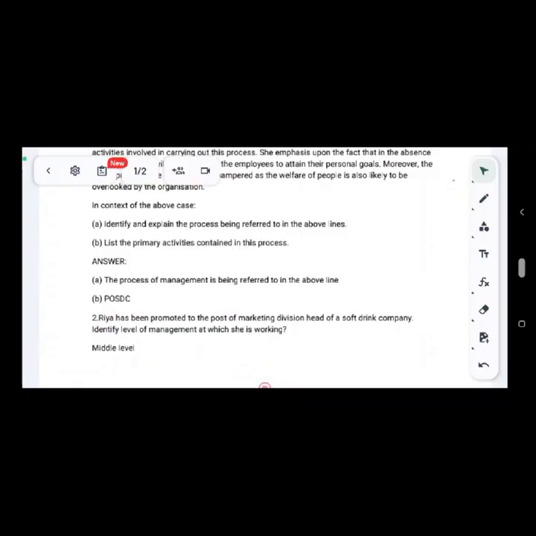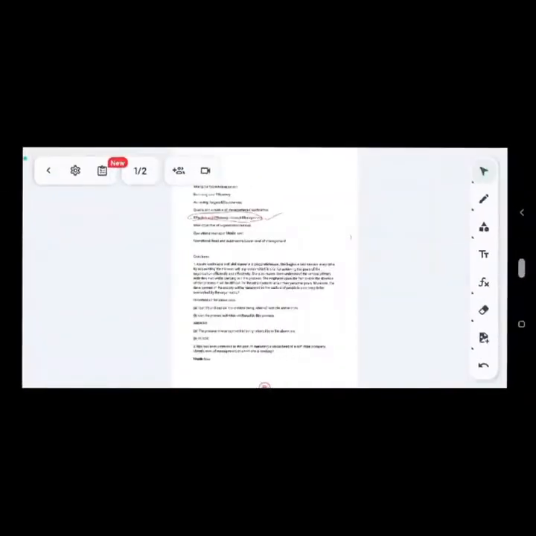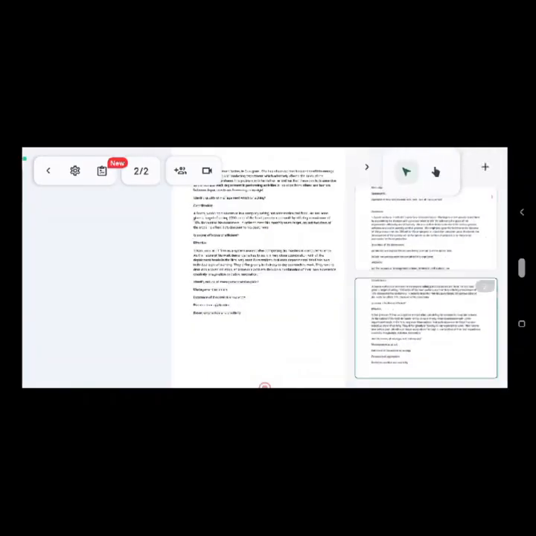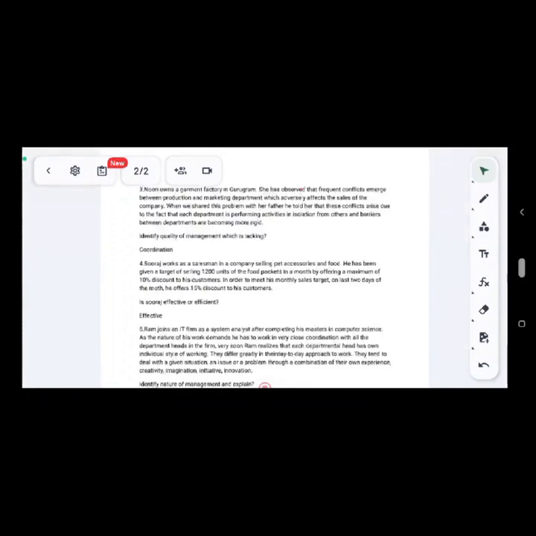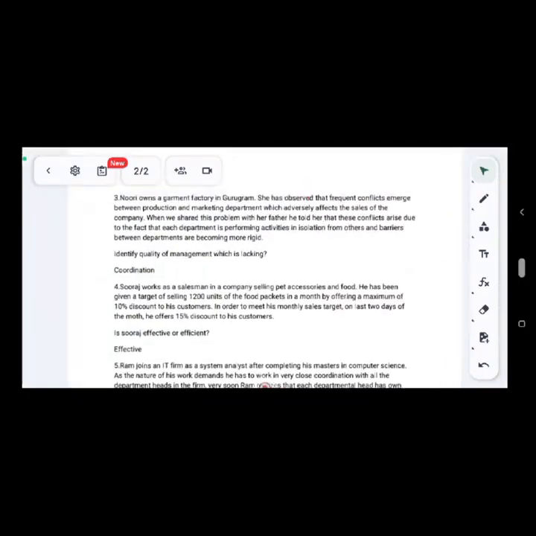If they had asked for the functions, we would have to list all five main functions of middle level management. That is, interpret the policies made by top level management, ensure your department has the necessary personnel, assign them duties, motivate employees to improve productivity, and cooperate with other departments. You have to specify all these functions only when they ask, but in this question they have asked us only to identify, so we have written the answer.